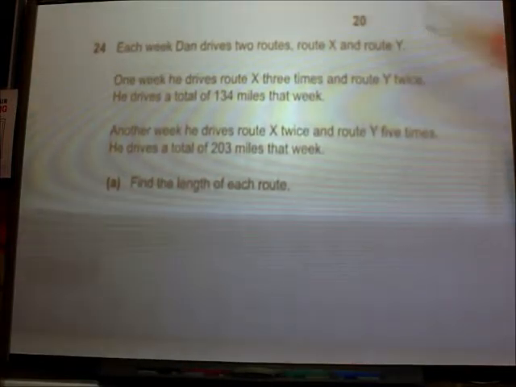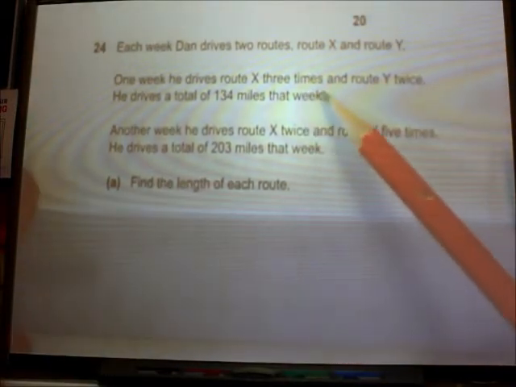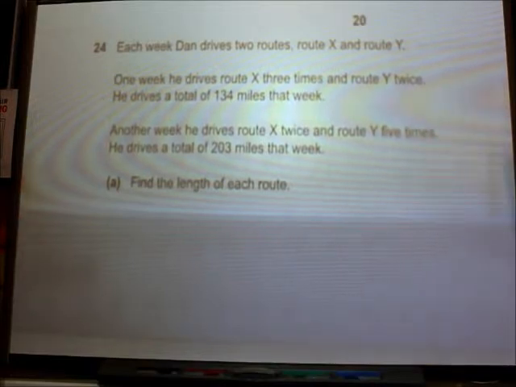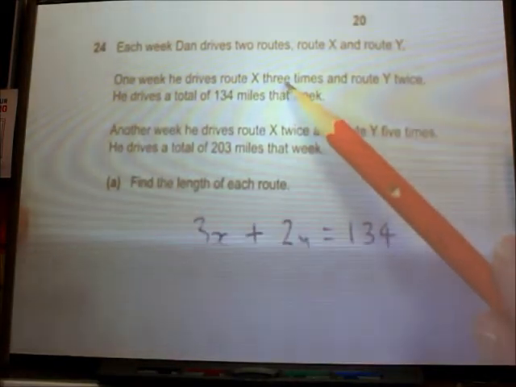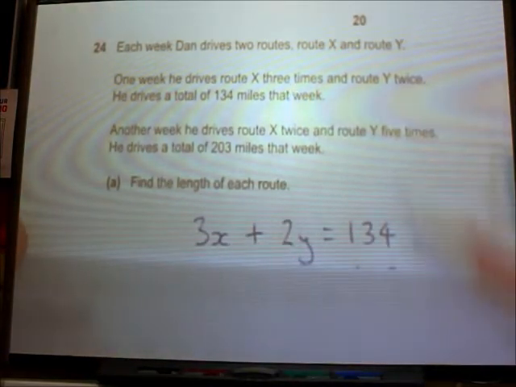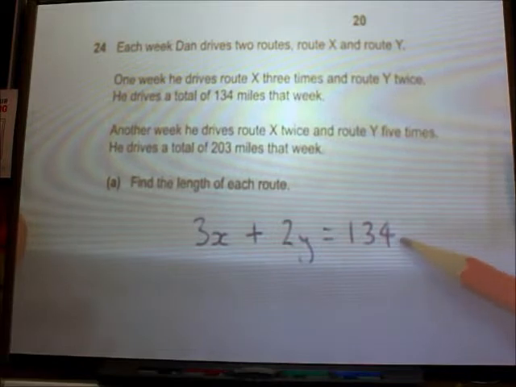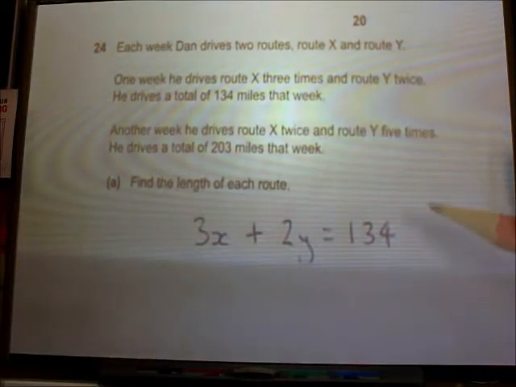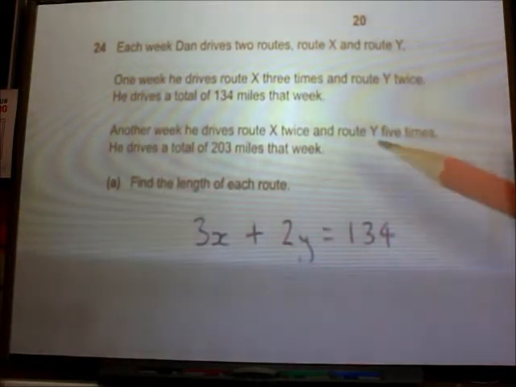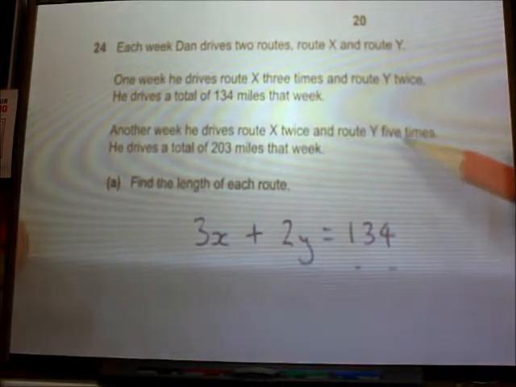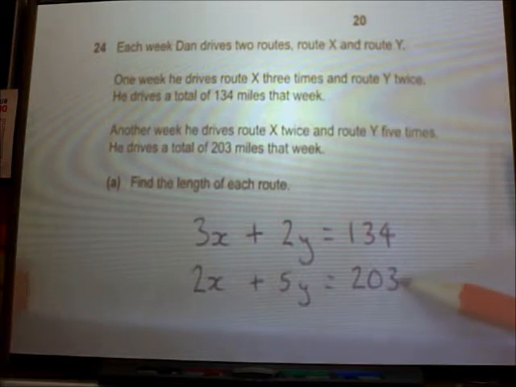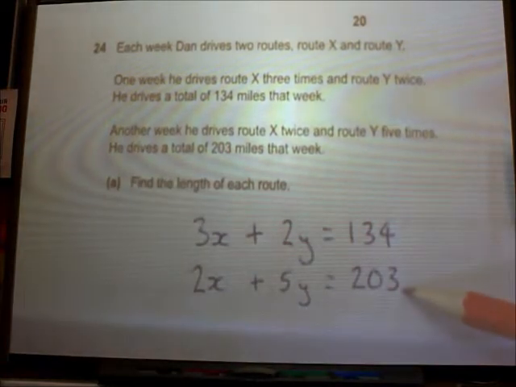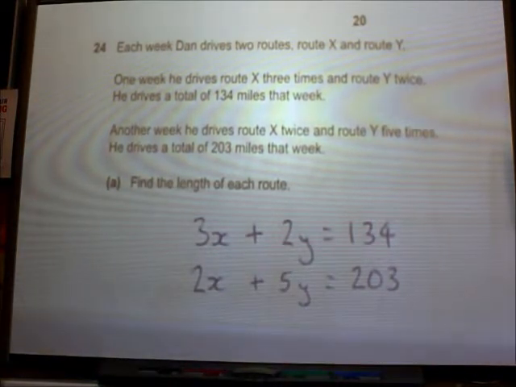One week he drives route X 3 times and route Y twice, and he drives a total of 134 miles. So he drives 3 lots of X and 2 lots of Y, and that's 134 miles. See what I did there? Next bit, he drives route X twice and route Y 5 times, and it has a total of 203 miles. Find the length of each route.